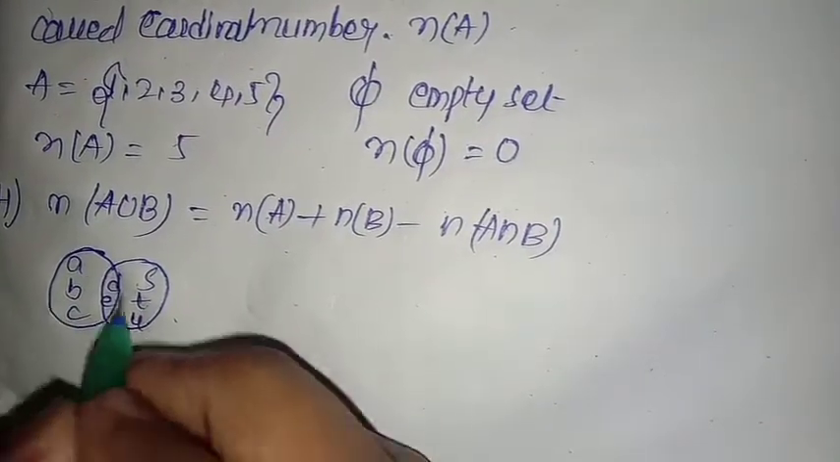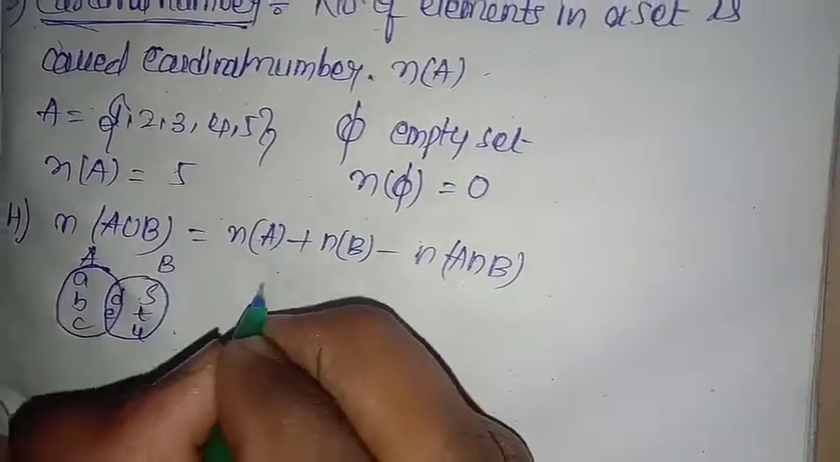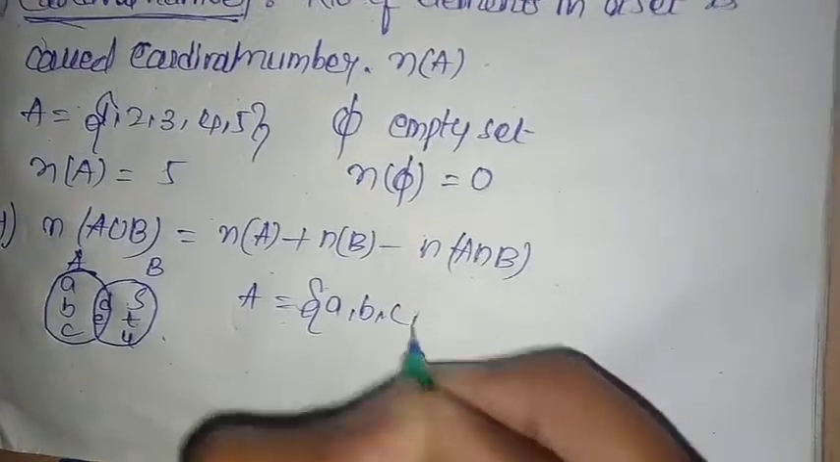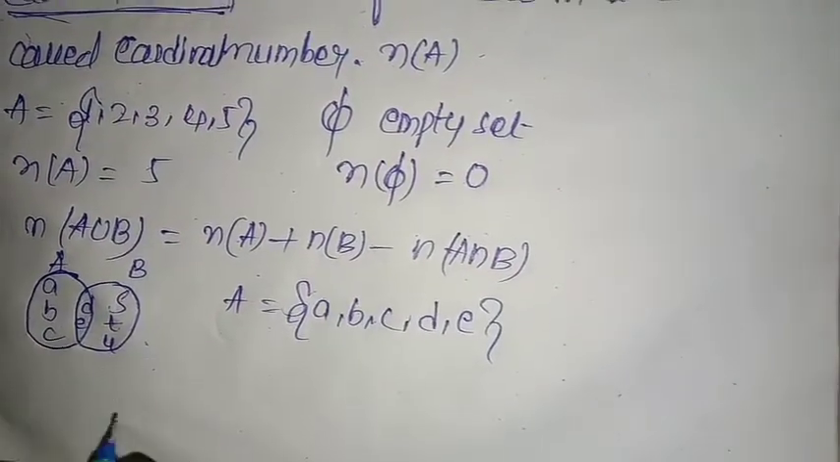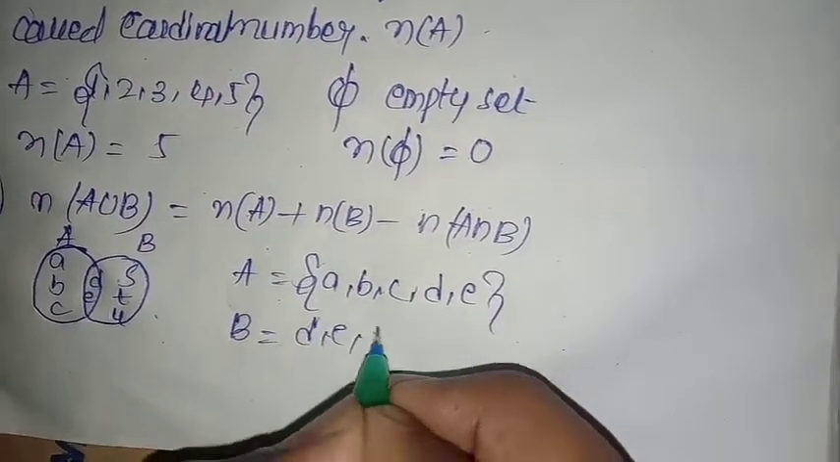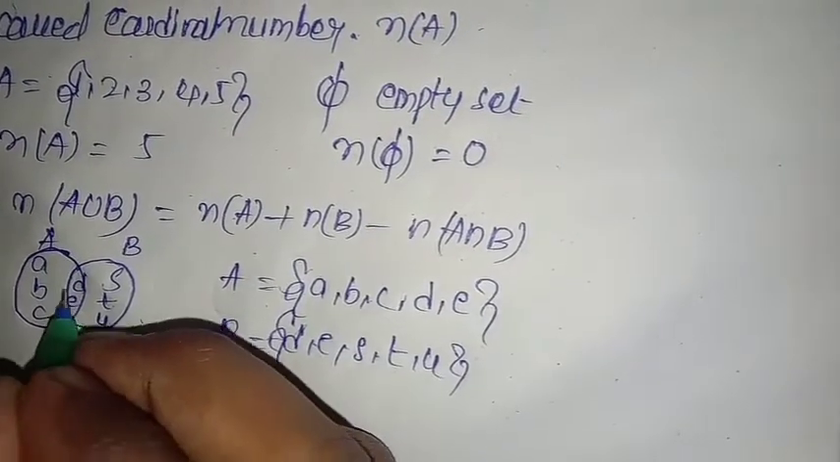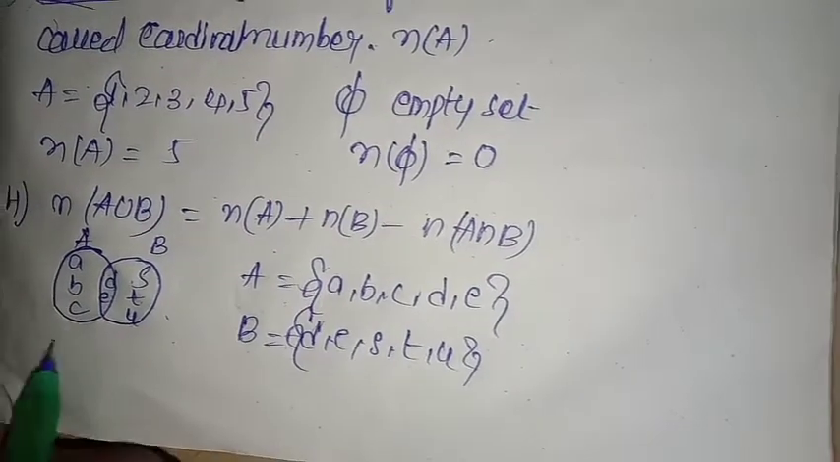So here we have to write the elements first. A is a set and B is a set. The elements in set A are A, B, C, D, E. By seeing this Venn diagram, you have to write the elements. Next, B: D, E, S, T, U. D and E are common elements, so they are written in the middle. Next, we have to substitute these values.